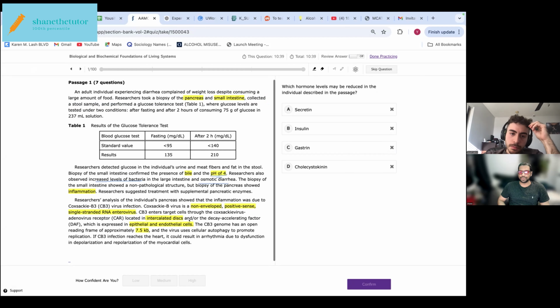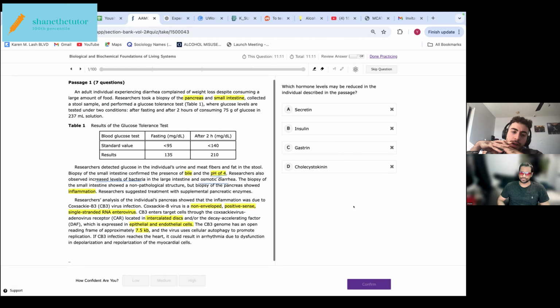So that tells you that the person's digestive system is having a hard time breaking down meat and fat. Yeah. And instead of it being reabsorbed by the body, it comes out in the stool, right? All right. And then when they did the biopsy of the small intestine, they found the presence of bile. Tell me about bile.